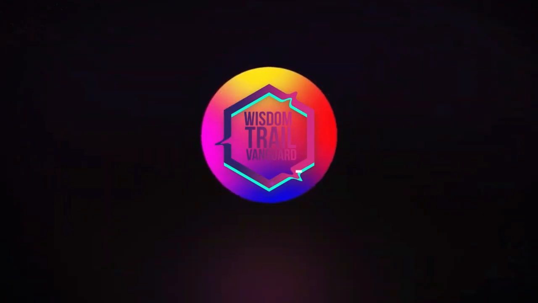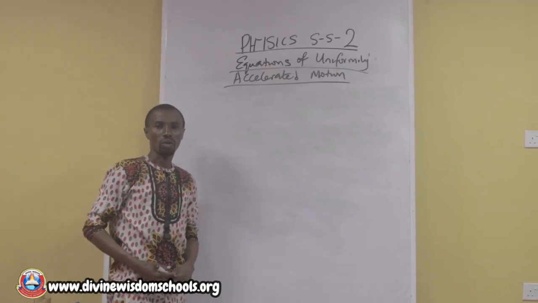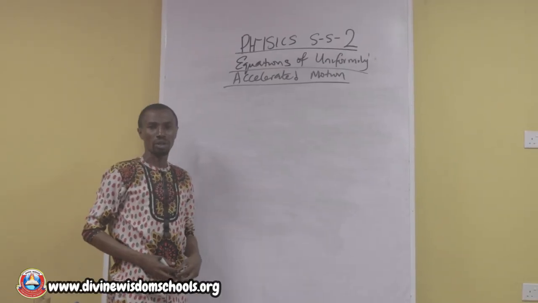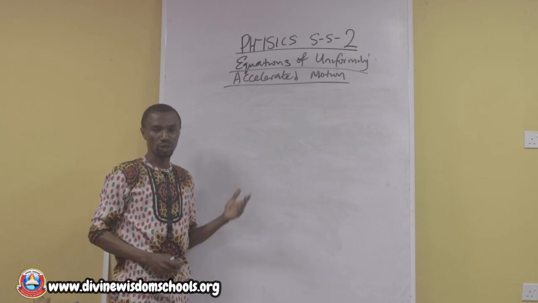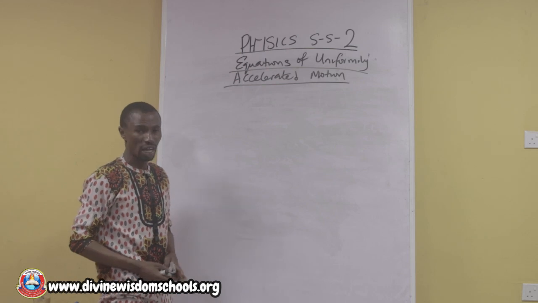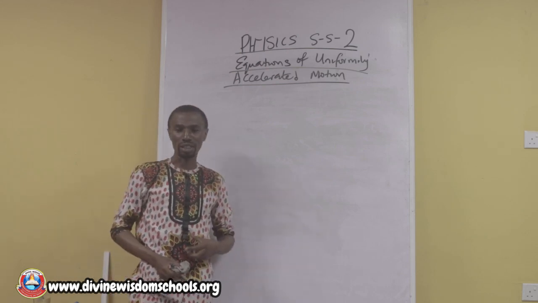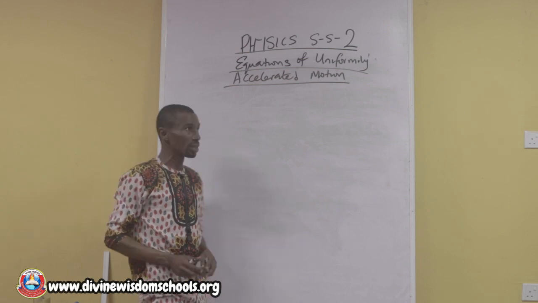Educating you without compromise. Okay, now we are through with the revision on velocity time graph. Now let's go straight to the equation of uniformly accelerated motion. We have 4 equations to determine the motion of an object that moves in a straight line.